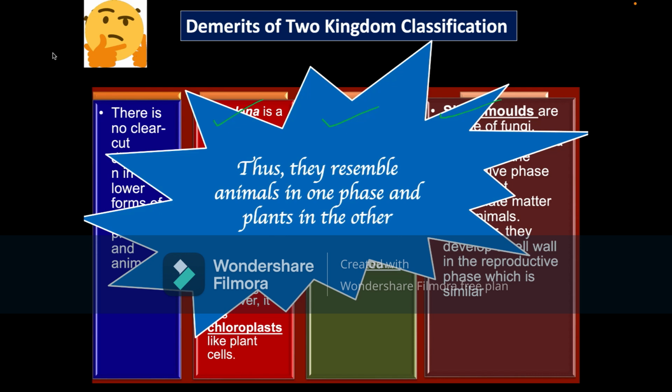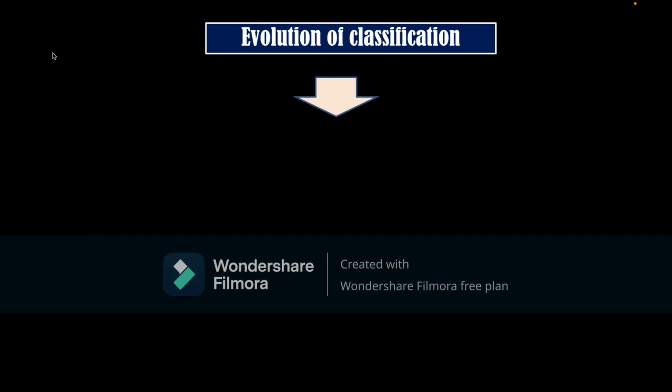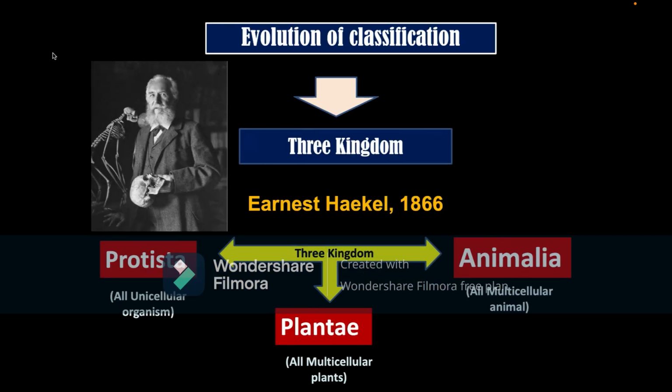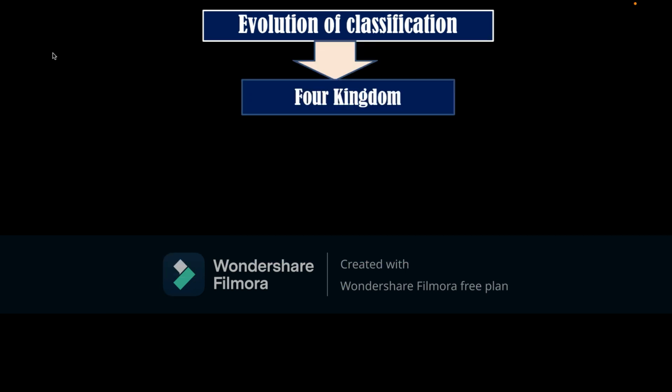Thus, they resemble animals in one phase and plants in another phase. Thereafter, Ernest Haeckel in 1866 proposed the three-kingdom classification: Protista, Plantae, Animalia. Under Protista, he included all the unicellular organisms, under Plantae all multicellular plants, and under Animalia all multicellular animals. Still, there was a lot of confusion.